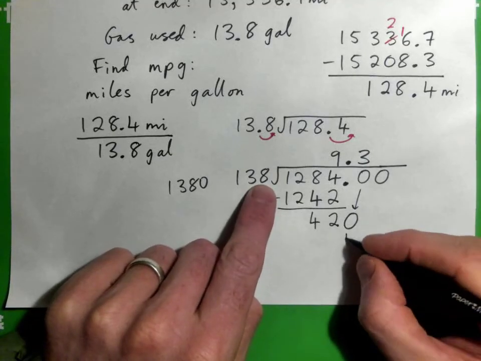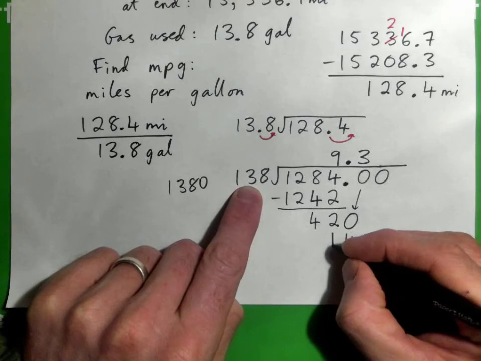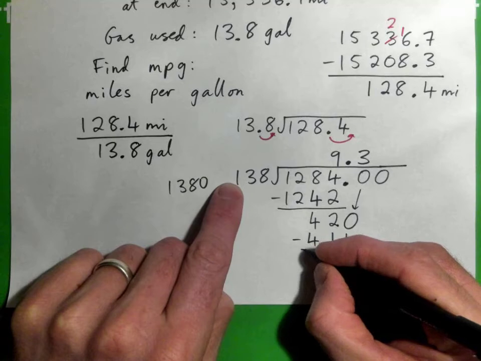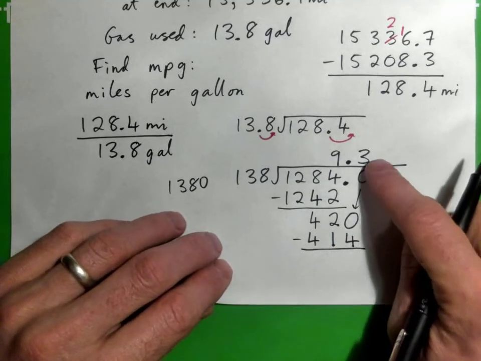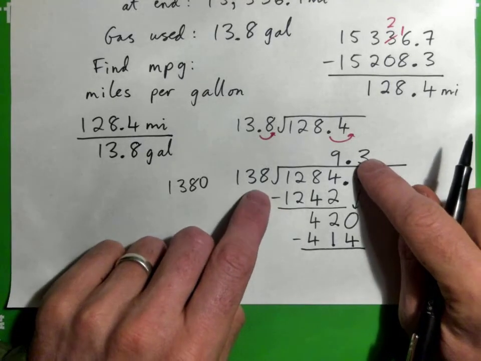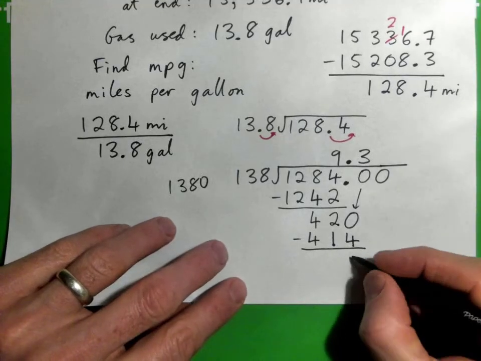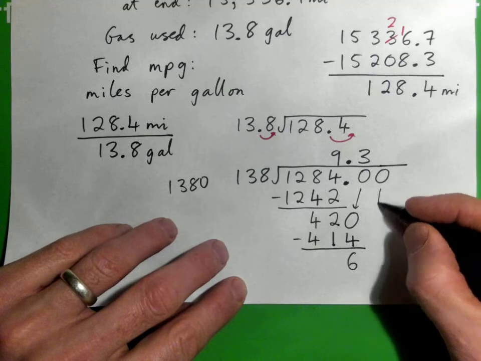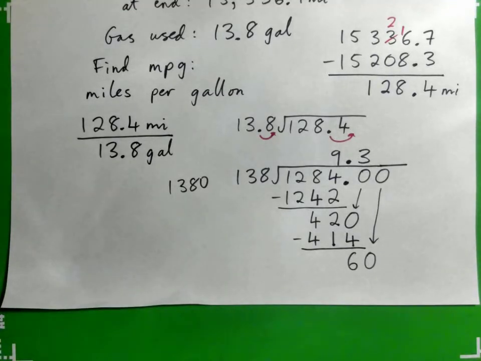3 8s 24, carry 2. 3 3s is 9 and 2 is 11. Put down 1, carry 1. 3 times 1 is 3 and 1 is 4. Subtract. But I was just using that to estimate. 3 times 138 gives 414. Then we subtract and we get 6.